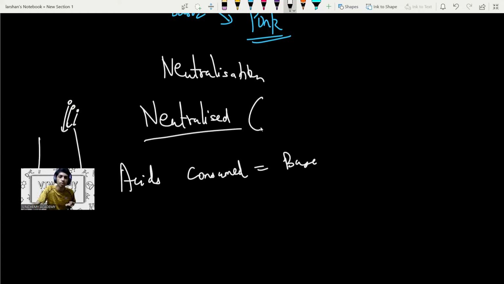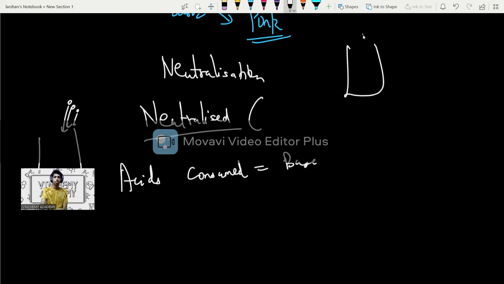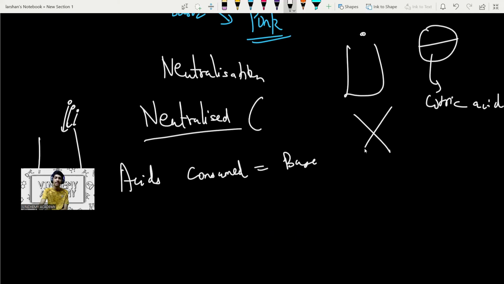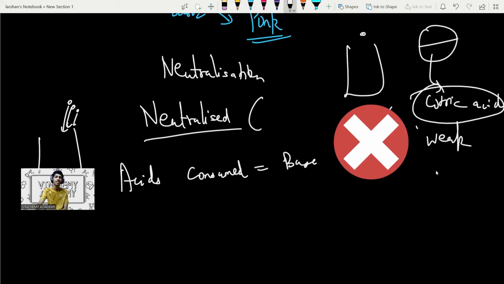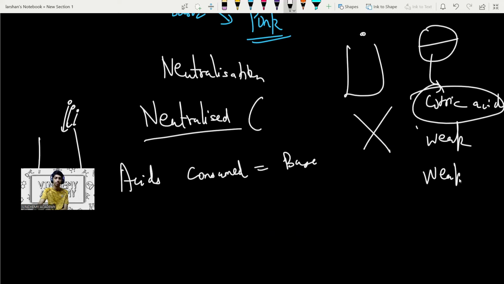So at the point of neutralization, the definition of neutralization is that an acid reacts with a base to give salt and water, and this process is called neutralization. Lemon has citric acid. If I treat it with soap solution, will I get something? I will say the answer is no, because citric acid is a very weak acid and soap solution is also a very weak base.